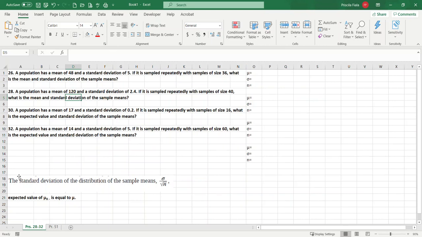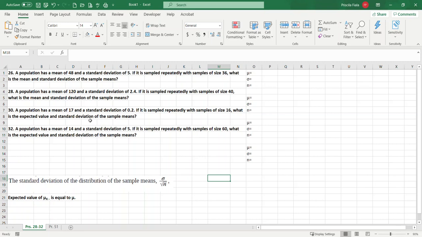Right here it says that the standard deviation of this distribution, the sample means, is calculated by sigma, the population standard deviation, divided by the square root of the sample size. This is what it means over here, which I have put in for each problem so we can refer to it. It also tells you that the expected value of the sample mean is equal to the population mean.